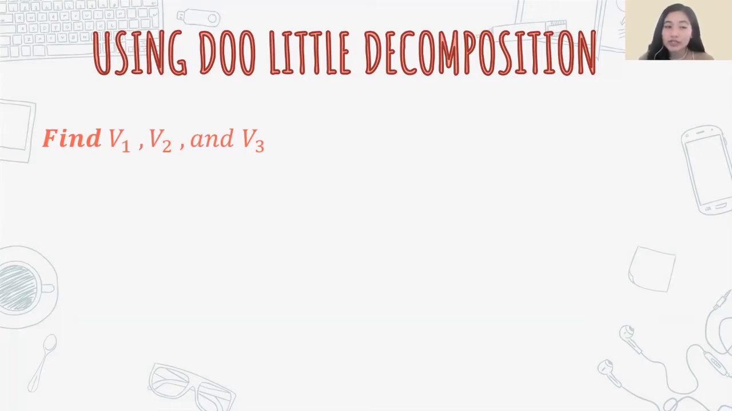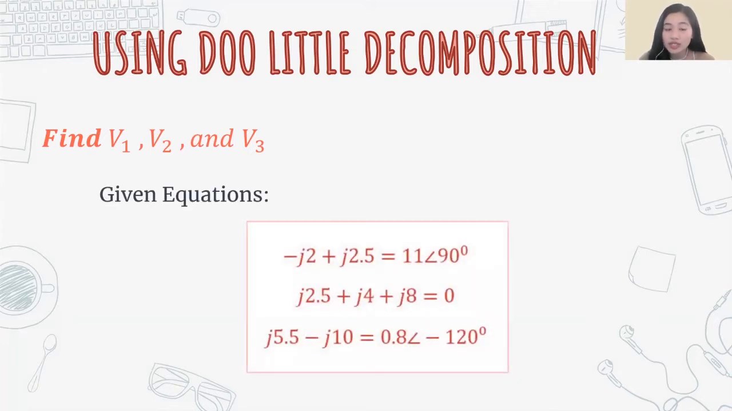earlier, we are going to look for the values of voltage 1, 2, and 3, or the three voltages, with the given equations: negative J2 plus J2.5 equals 11 at an angle of 90 degrees. And our second equation would be J2.5 plus J4 plus J8, which is equivalent to 0. And our J5.5 minus J10 is equivalent to 0.8 at an angle of negative 120.